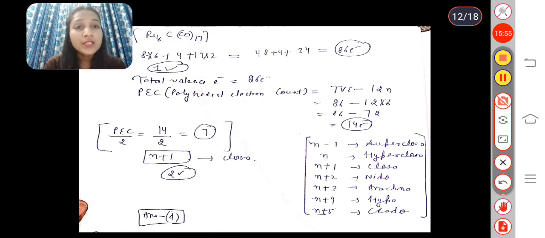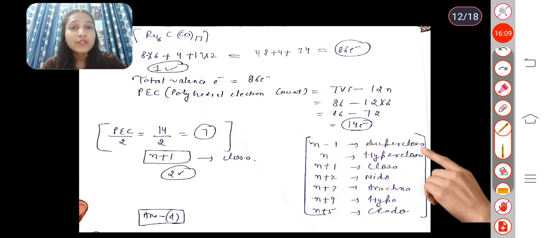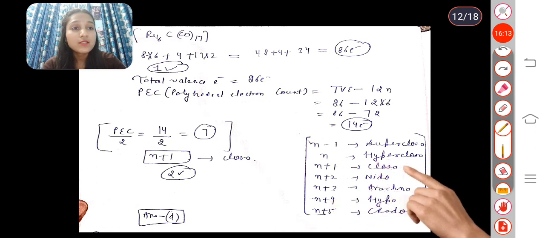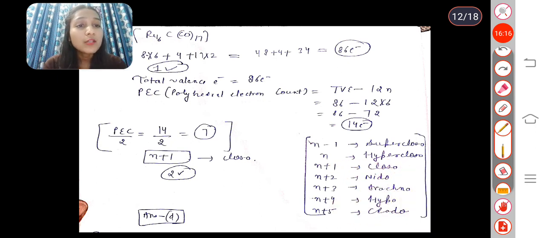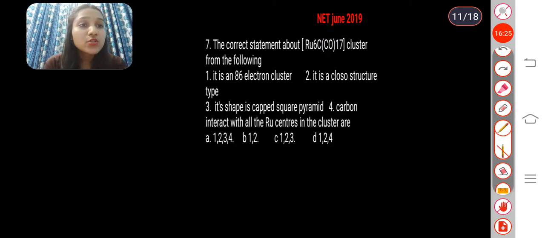So here n plus 1, and here n is 6. So it gives us the n plus 1 form, that is closo, because this is our series to calculate these types of complex structures. For n minus 1 we have supercloso, for n it is hypercloso, for n plus 1 it is closo, for n plus 2 it is nido, and here we come with the n plus 1 type of structure. So it is basically closo. So our second option is also correct. It is a closo structure type. So first two options are correct.